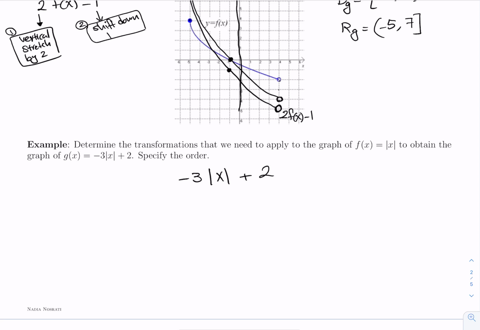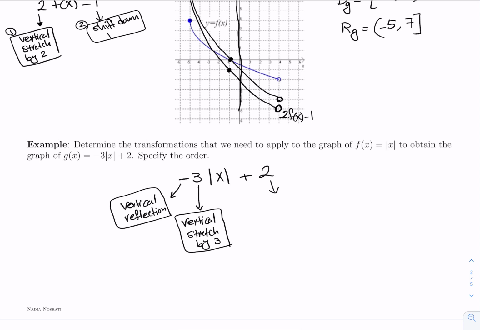We can see that we have a vertical reflection, negative. Vertical reflection, which is basically reflection in the x-axis. We also see a vertical stretch by a factor of 3. And finally, we need to apply a vertical shift up 2 units. And what is the correct order? The stretch and reflection could be done in any order. The shift needs to be done at the end.